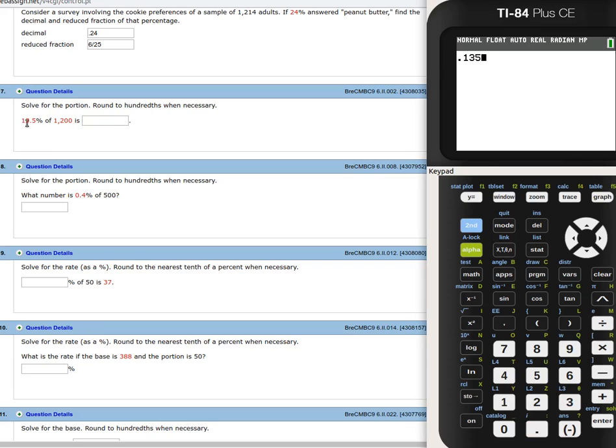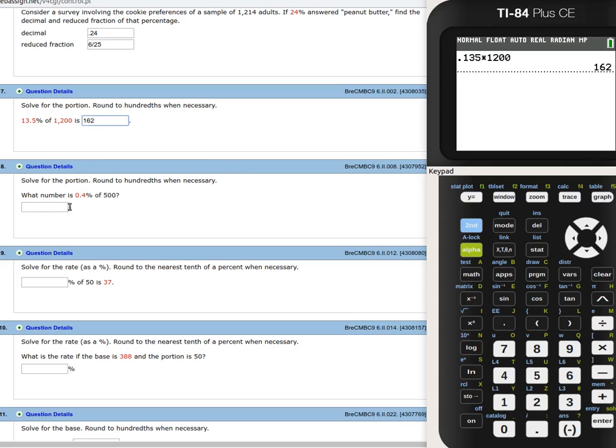And this is 13.5% of 1200. So we'll go times 1200. 13.5% times 1200 is 162. And now we're solving for the portion. Again, for this one, it says to round to the nearest hundredths when necessary. We didn't have to round this one, it's just a whole number.